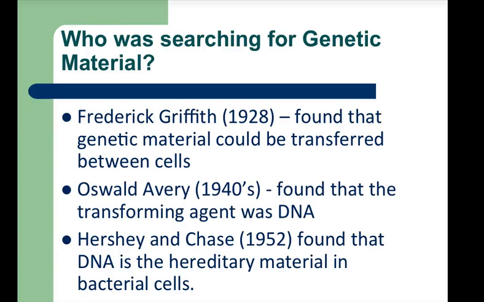There were multiple people searching for the genetic material and trying to figure out whether it was protein or RNA. We knew about all these different types of materials, but we didn't know which one was the hereditary material. Griffith in 1928 found that genetic material could be transferred between cells. Avery found that DNA was a transforming agent, and Hershey and Chase found that DNA is the hereditary material rather than protein and rather than RNA in bacterial cells.